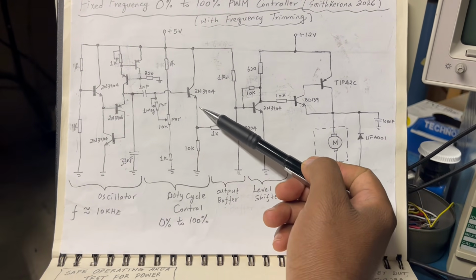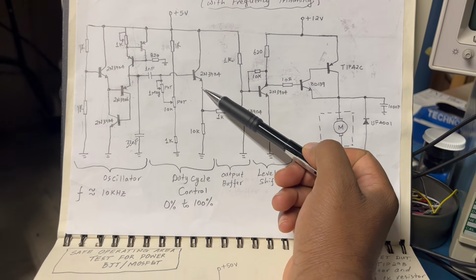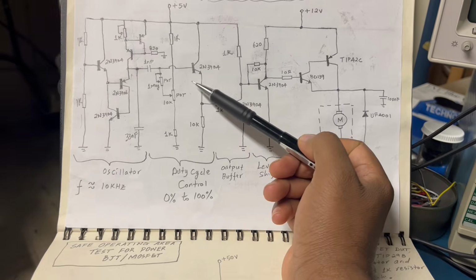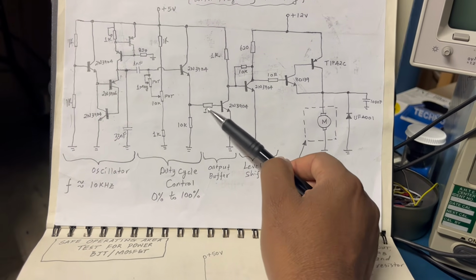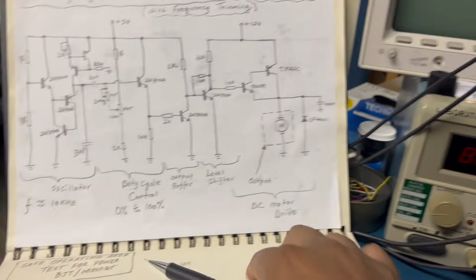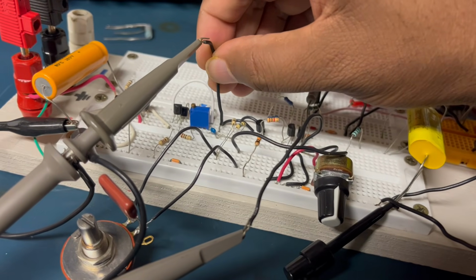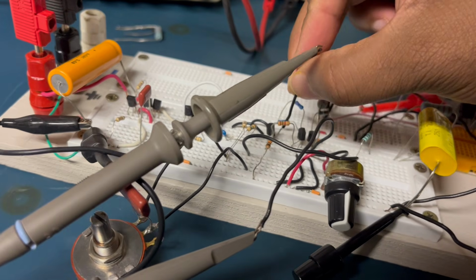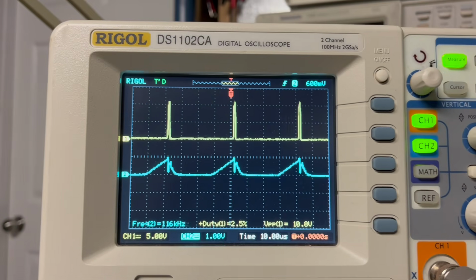Now if you look at the waveform at this location here, it would be that waveform minus VB of this transistor. And since this transistor is also turning on and off, the waveform is not going to look exactly like that. So if you look at this specific location here, that's what it looks like, right? You can see it right now. We're at a minimum duty cycle, right?